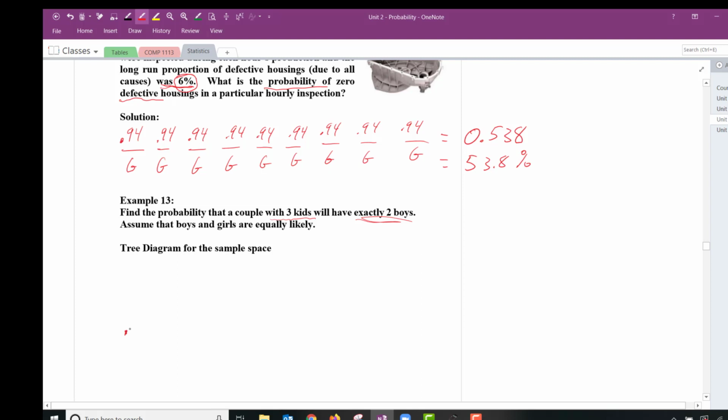We have 3 kids. I could draw a tree diagram. So I don't have any kids, and then I have a boy, or I have a girl. And then after my boy, I might get another boy, or I might get a girl. And then after having 2 boys, I could get a boy or a girl. And this is going to basically help me systematically list all the different permutations of families I could end up with if I have 3 kids.